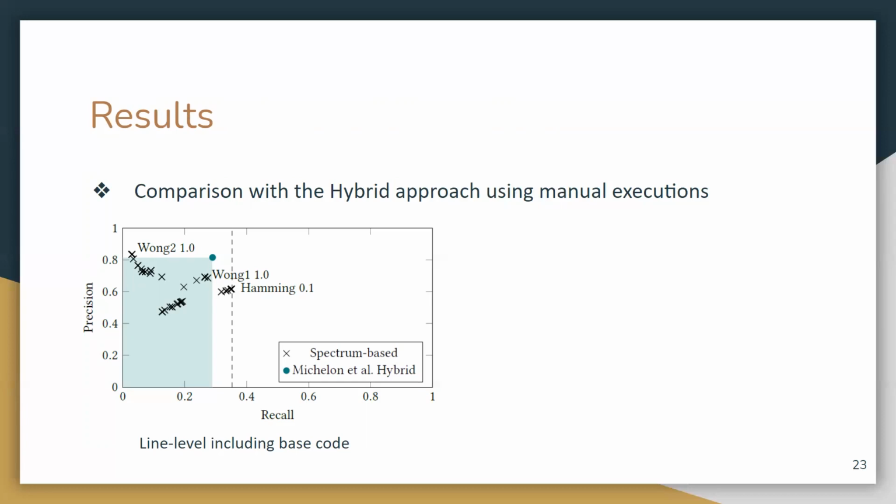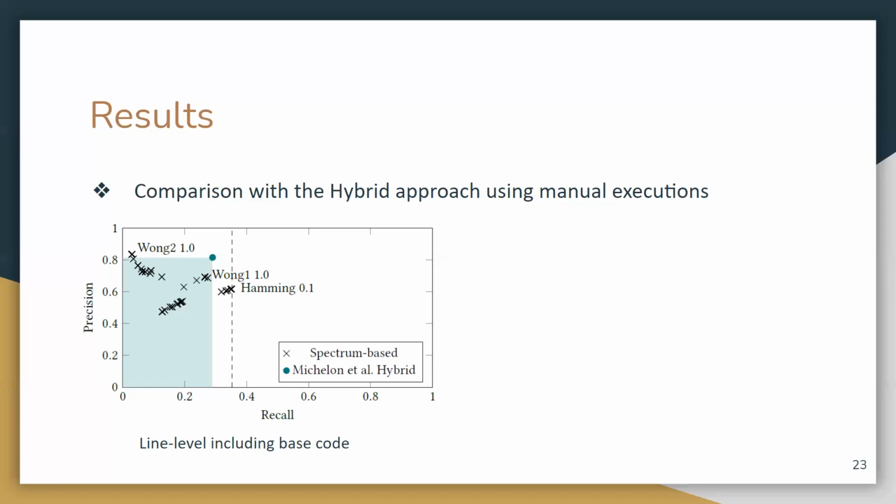For the spectrum-based localization techniques, including the source code of the base in the precision and recall metrics is potentially not beneficial, given that the standard ranking metrics are not designed for identifying the base plus the target feature, but only the target feature. However, we can see that the results are also competitive in this comparison. In this figure, we show the precision and recall of the different ranking metrics for the manual execution using the line level metrics defined in the hybrid approach.